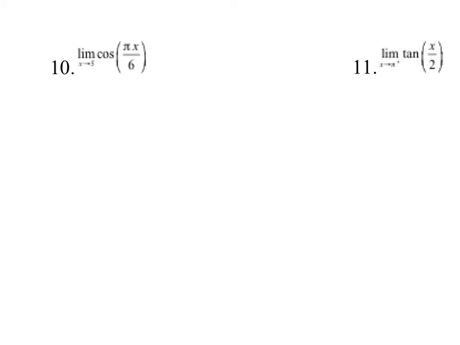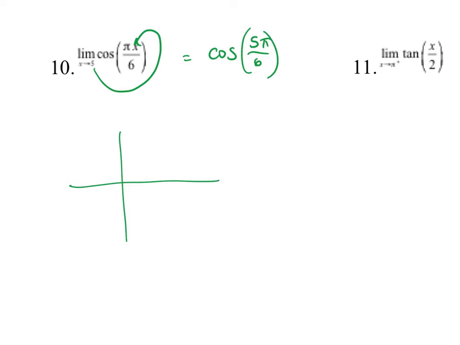Okay, let's look at number 10, which is our second number 10. In this case, we have the limit of cosine pi x over 6. We are going to plug in 5 for x just to see what we get. That would give me cosine of 5 pi over 6, which is fine, because cosine has an infinite domain, no problems with cosine. So if I do that, I have to know what cosine of 5 pi over 6 is.